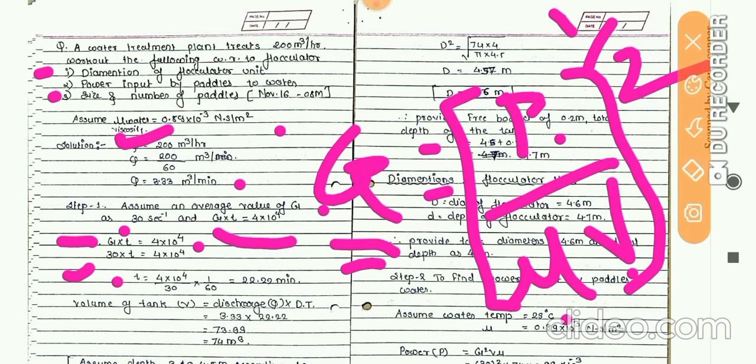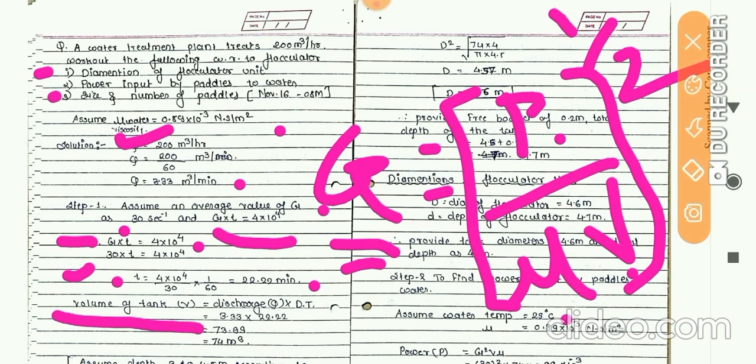So as G is 30 per second, T, small t, is nothing but the detention period. Small t is equal to, by calculation we can get 22.22 minutes. This is the detention period. So as we know the rate of flow or this discharge, and this is the detention time, we can find out the volume of tank.